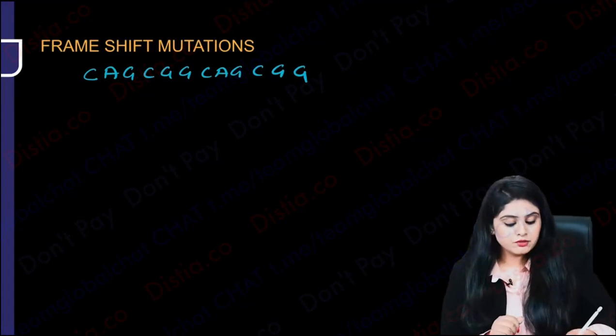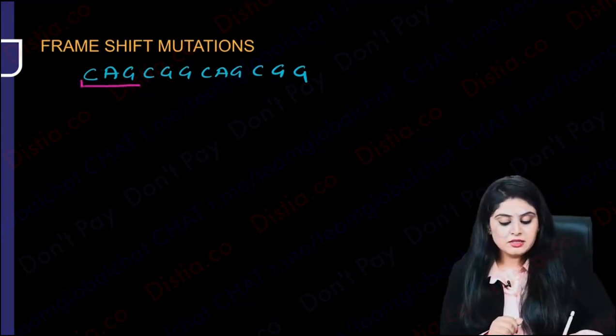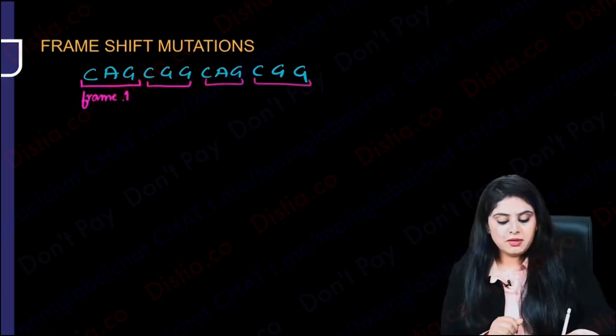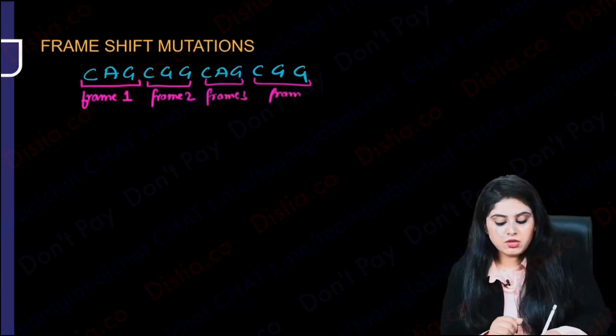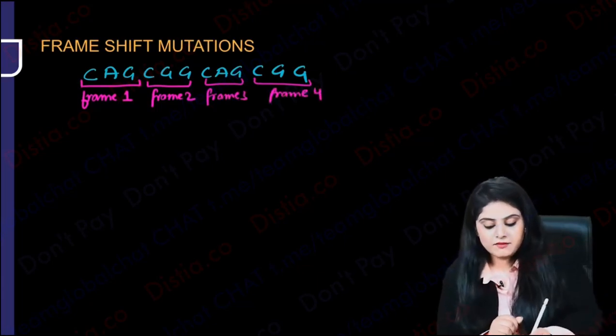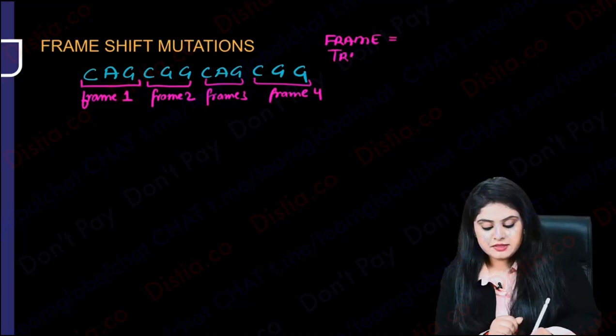The body doesn't have so much time. The body will read it as a triplet, another triplet, another triplet. So the body will say this is frame number 1, then this is frame number 2, then this is frame number 3, frame number 4. So the body is going to read every frame as a triplet, isn't it?